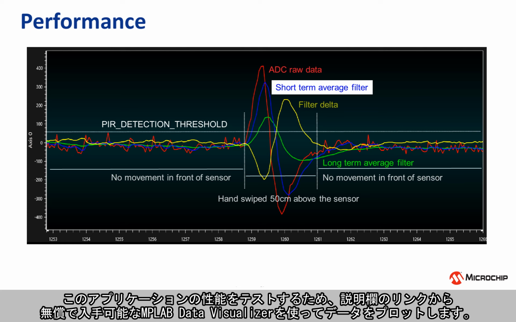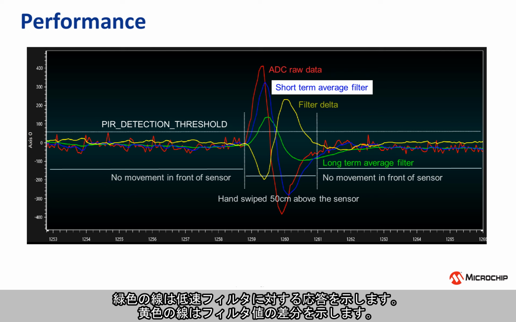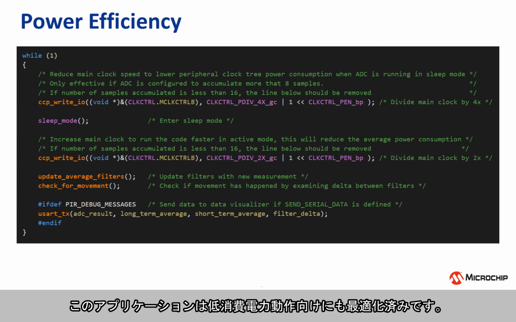To test the performance of this application, MPLAB Data Visualizer, which is available for free in the links below, is used to plot the data. The red line shows the raw measurements from the ADC, the blue line shows the response of the fast filter, the green line shows the response of the slow filter, and the yellow line shows the difference between the filter values. This application was also optimized for low power operation.